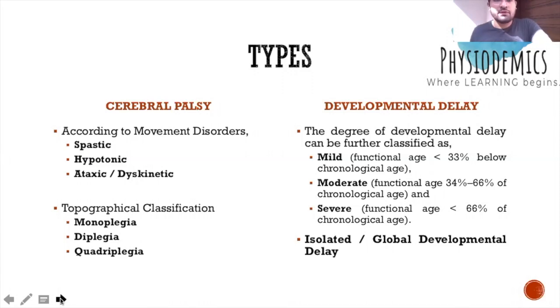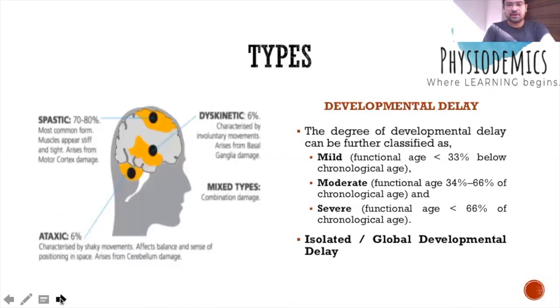When we move forward to developmental delay, I already explained about mild, moderate, and severe. Mild is when we see the Bell's graph, as the child goes away from the normal function, the affection is more. So it can be mild, moderate, or severe. I already explained about isolated and global developmental delay.